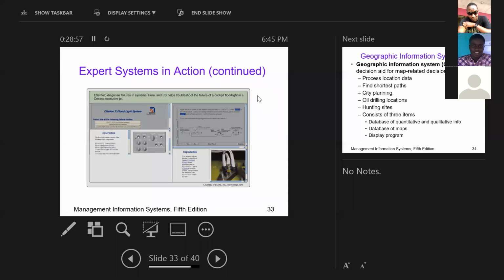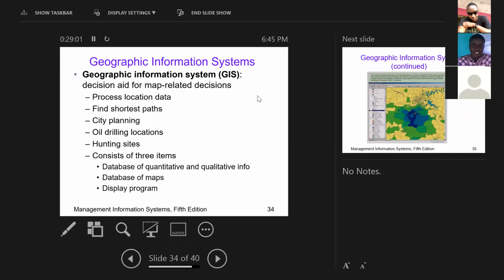And the next type of system I want to talk about is called a geographical information system. A geographical information system is also a type of information system that normally deals with topography and maps. They actually help with map-related decisions. So it has to do with processing location data, finding shortcut paths, city planning, and oil drilling locations. For example, I'll tell you a story. If you go to the NBC website, you will see that there's a cadastral software that can tell you where in Liberia you have the video. That's a perfect example of a geographical information system.